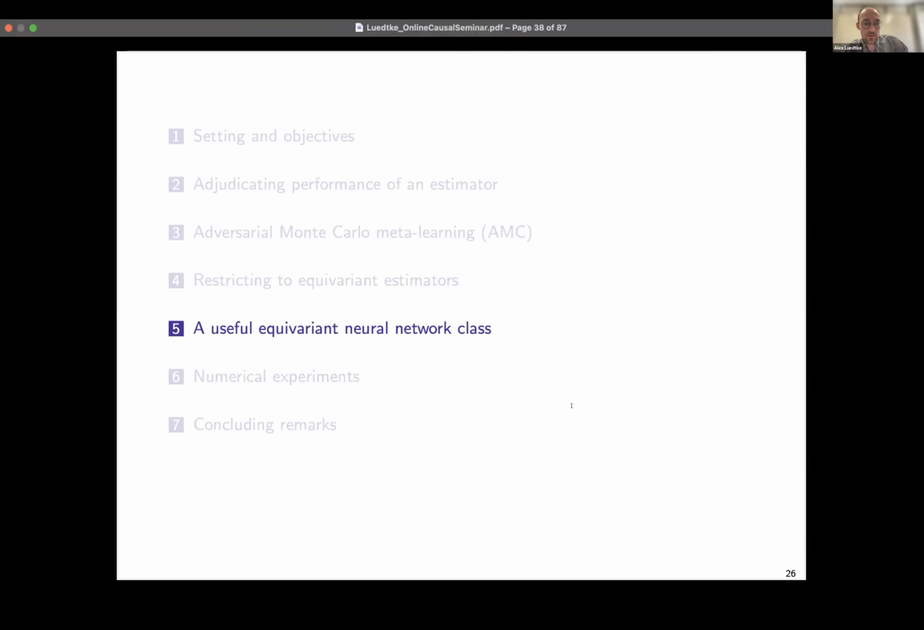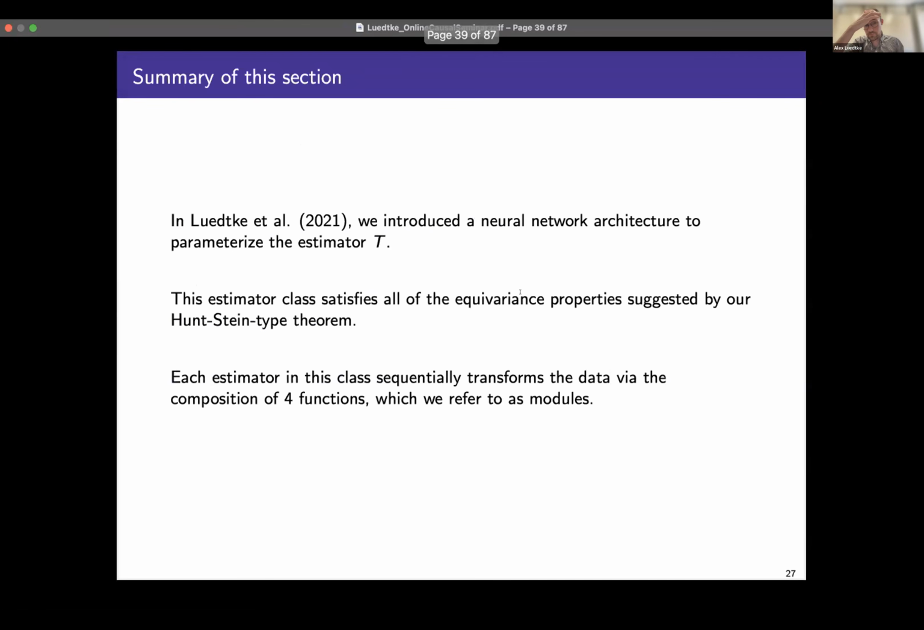Okay, so we've talked about properties that we want our estimator to satisfy. We know that there exists a gamma minimax estimator that satisfies certain invariance and equivariance properties. So now I'm going to define for you a neural network class that actually satisfies those properties. This is a class of functions that we can think of as our class of possible estimators. We introduced this in a 2021 paper, and all of the estimators in this class satisfy the properties implied by the theorem that I showed you earlier.